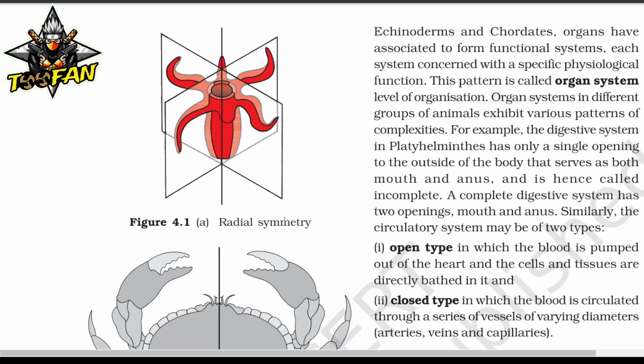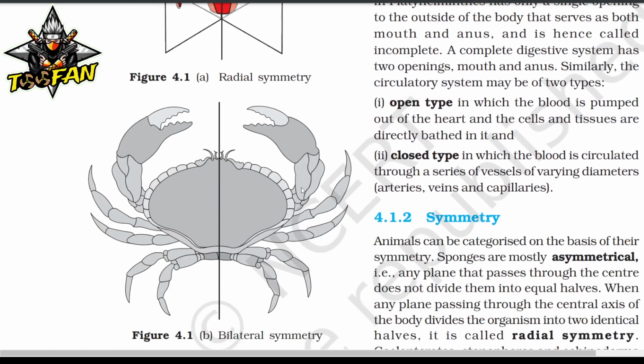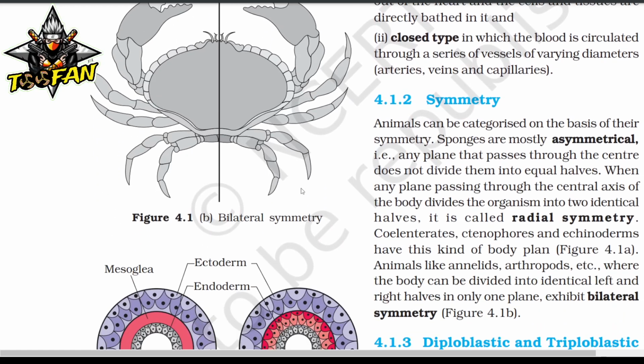Similarly, the circulatory system may be of two types. First one, open type, in which the blood is pumped out of the heart and the cells and the tissues are directly bathed in it. And second one is closed type, in which the blood is circulated through a series of vessels of varying diameters: arteries, veins and capillaries. Now, symmetry.